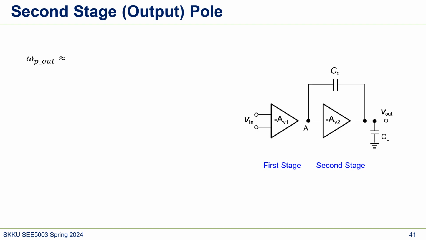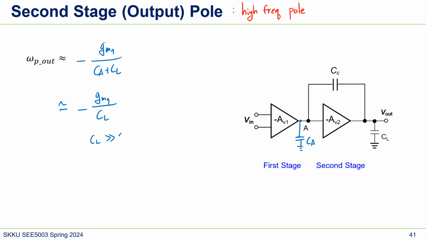Now let's represent the second stage pole. Second stage pole means high frequency pole. By the way, the reason why we're representing all these poles in certain equations is that once we've done this, we can see some trade-off between those frequencies. So the omega PL, we already calculated, that's approximately GM7 over CA plus CL. CA is the parasitic capacitance at node A, and we can again approximate it by GM7 over CL, because CL is usually a lot larger, every time, a lot larger than CA. So we can just approximate it.